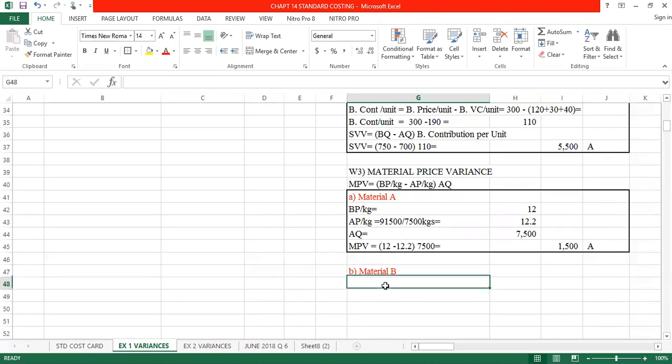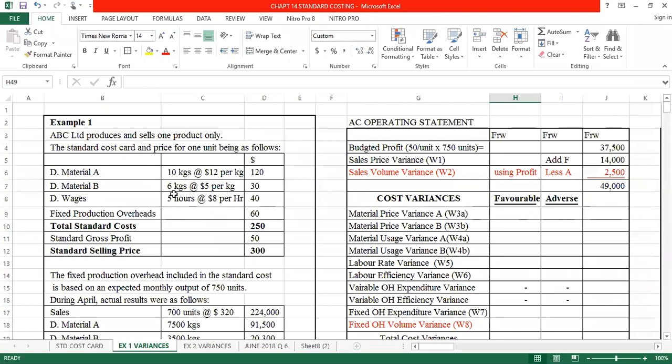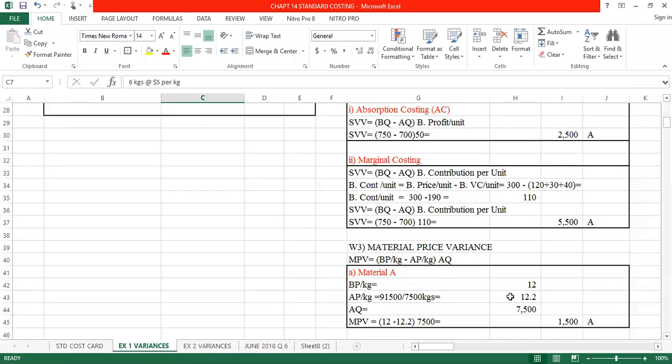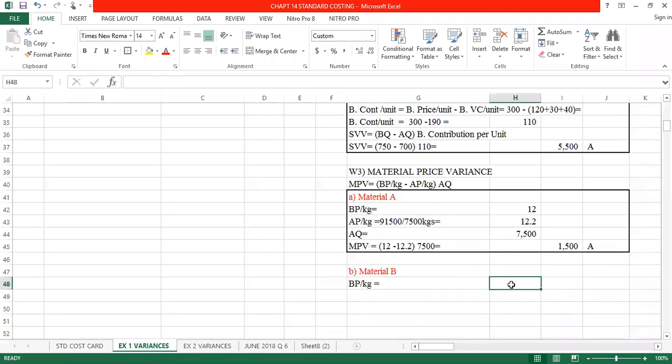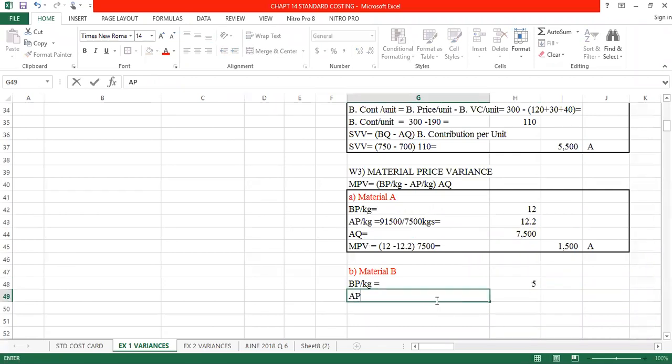We get the same. What is material B? Again, we are finding the budgeted price per kg for material B. I'll start by finding the budgeted price per kg of material B. Budgeted price per kg is 5. You can all see 5 here. So I'll place it there. Next, we get the actual price per kg.